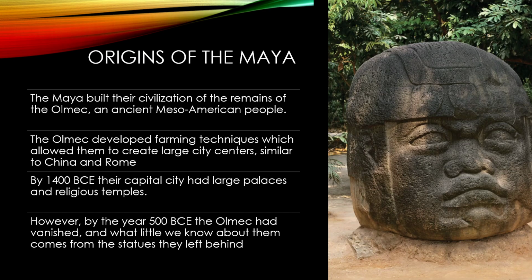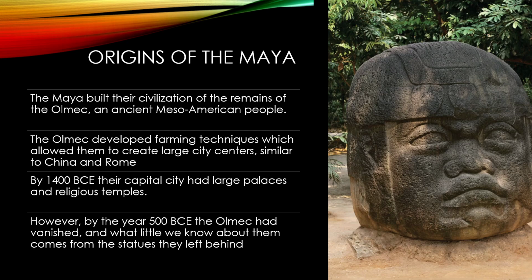Now, in order to talk about the Maya, we first have to talk about what culture really influenced them, and that is the Olmec. This is an ancient Mesoamerican people. Now, why aren't we talking about the Olmec in this lesson? Well, the reason is because we know very little about them. I'm going to cover what we do know, and then I'll cover why we don't know any more than that in just a second. So what do we know?